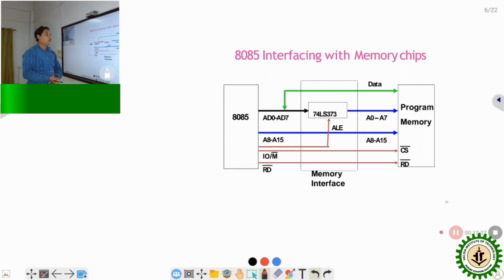So overall, we come to know the fact that when the 8085 processor is connected with the memory element, we require 16 address lines, among which the 8 higher order address lines, A8 to A15, are directly connected, whereas the lower order address lines A0 to A7 are obtained from demultiplexing the AD0 to AD7 lines with the help of the 74373 device.